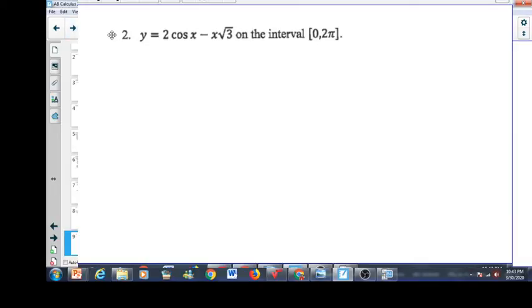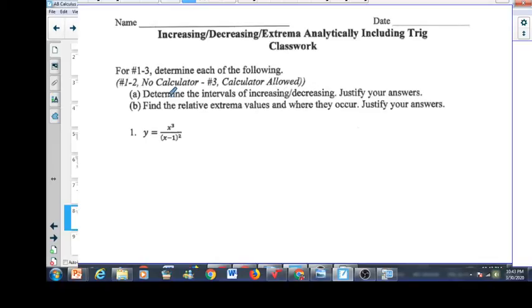Okay, what I'm going to do is look at this problem right here. y equals 2 cosine x minus x square root 3 on the interval from 0 to 2 pi. Now, what we're trying to find is A, the intervals where the function is increasing and decreasing, and we'll justify our answers. And then B, find the relative extrema values and where they occur. Justify your answers.